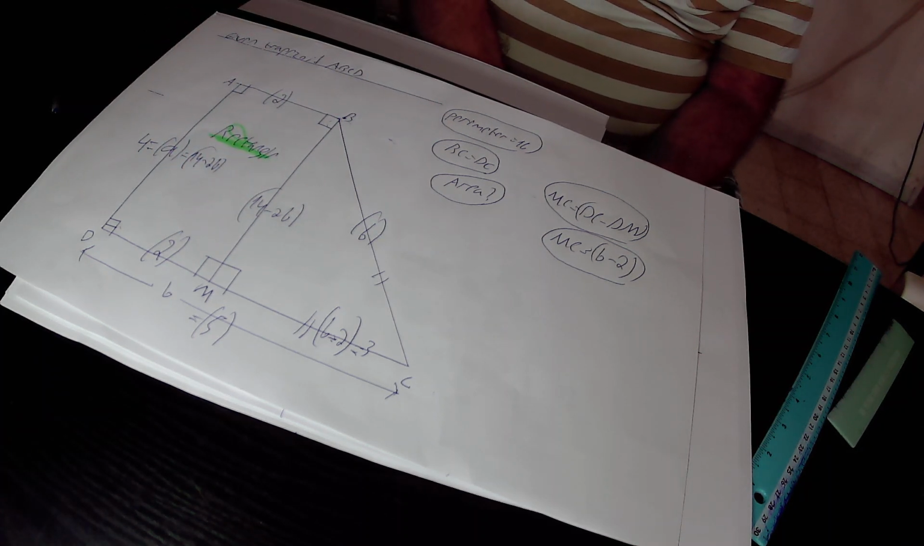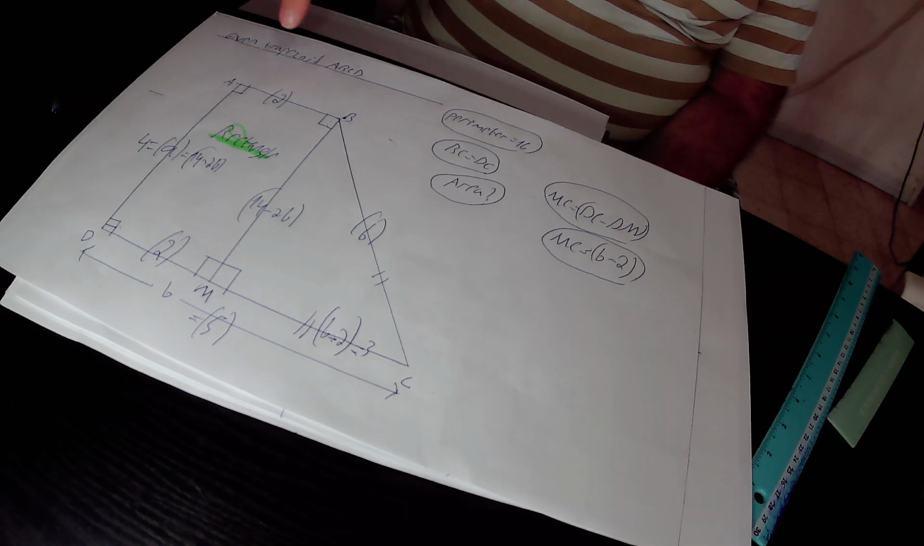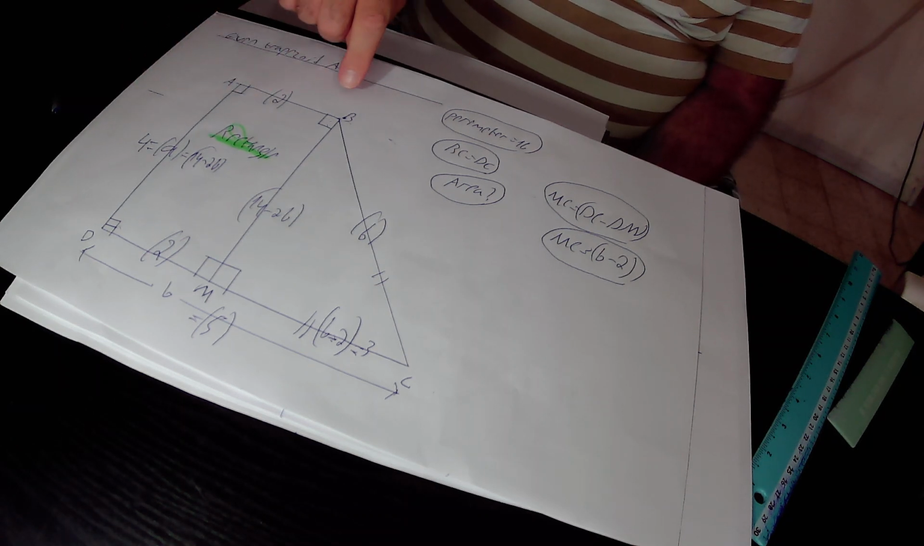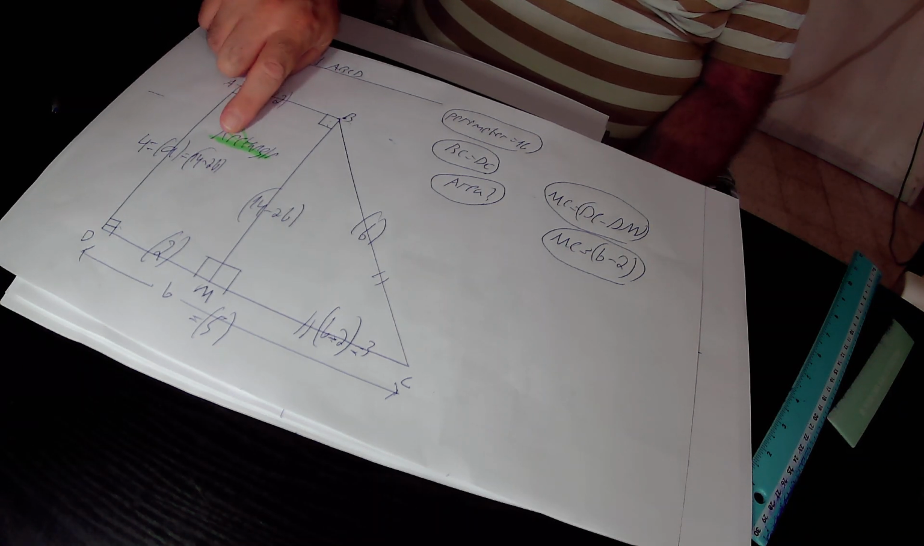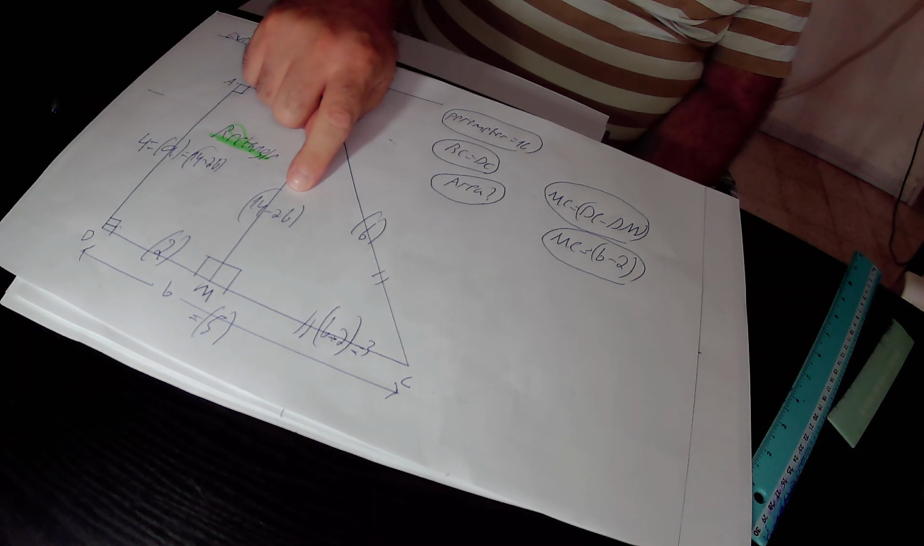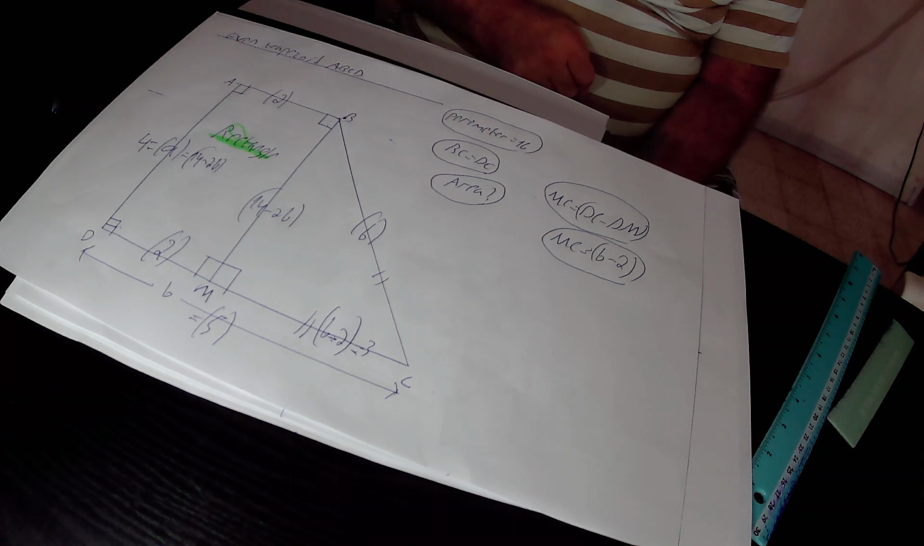Likewise, according to the same rule, in rectangle ABMD, side AD must be equal to the opposite side BM, but AD equals 14 minus 2B, therefore the opposite side BM must also be equal to 14 minus 2B units in its length.